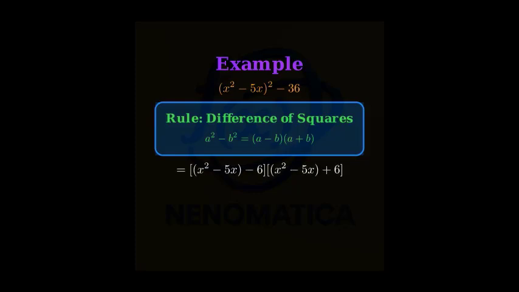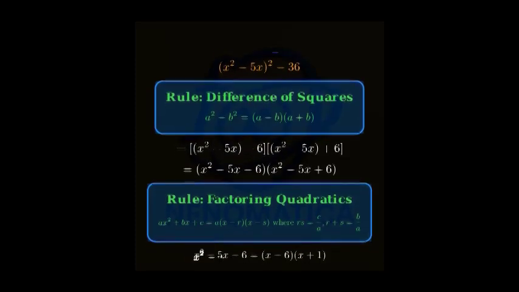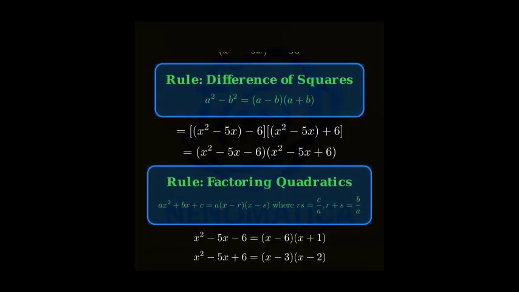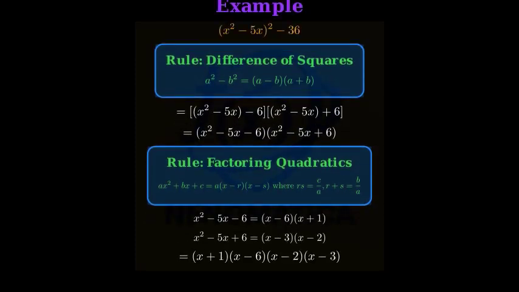We can view this expression as a difference of squares, where a equals x² − 5x, and b equals 6. Next, we'll expand the brackets to simplify our expression. Now, we need to factorize each of these quadratic expressions. Let's start with x² − 5x − 6. We're looking for two numbers that multiply to give negative 6 and add up to negative 5. Now we can substitute these factorizations back into our expression.